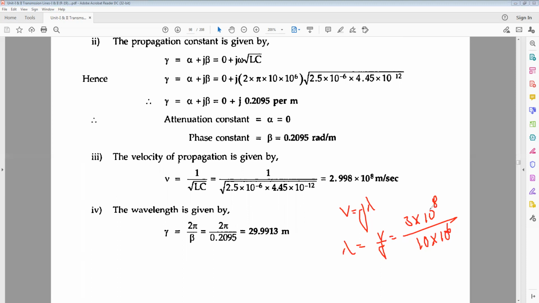You can get the value of the wavelength. Otherwise, the wavelength is also given by beta equal to 2 pi by lambda, or lambda is equal to 2 pi by beta. Substitute the beta value and find the value, which is 29.9913. You can use any one of the formulas to find the wavelength lambda. Got it?